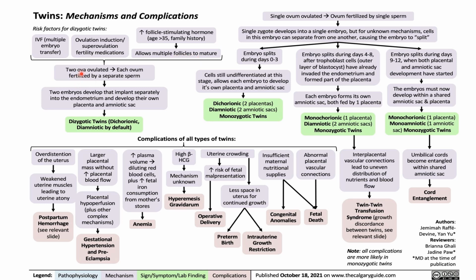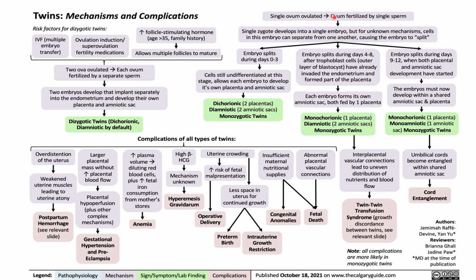This is for dizygotic twins, where you have two ova ovulated, and each ovum will be fertilized by a separate sperm. And then the two embryos will develop and implant separately into the endometrium, and they develop their own placenta and their own amniotic sac. The dizygotic twins are dichorionic diamniotic by default.